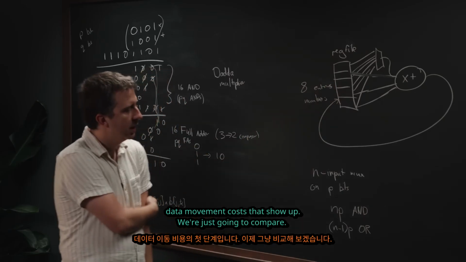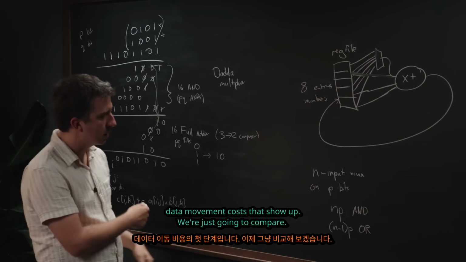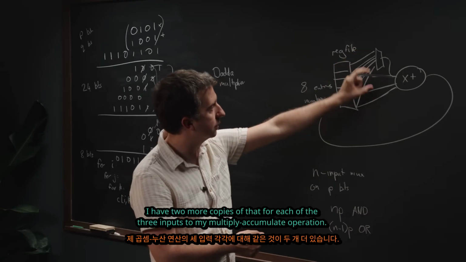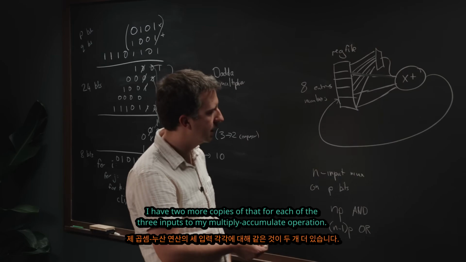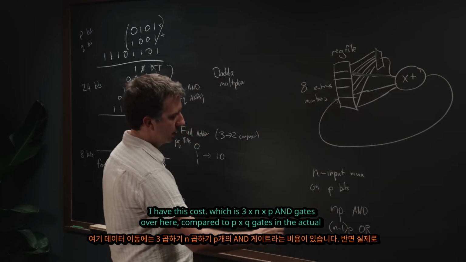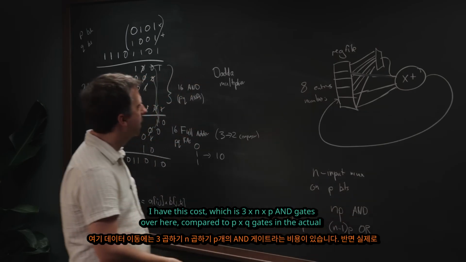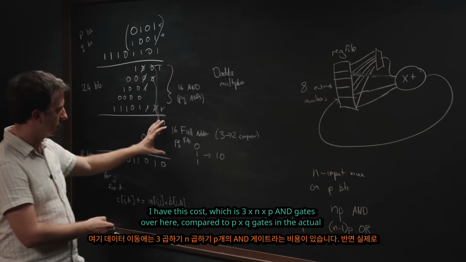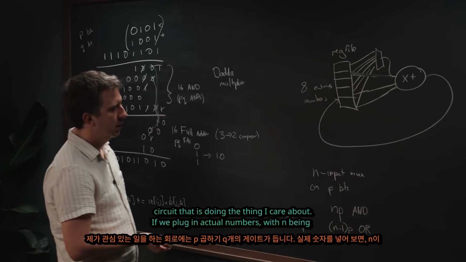So I have to pay this cost, and I've got 1 mux here, and then in fact I have 2 more copies of that for each of the 3 inputs to my multiply accumulate operation. And so I have this cost, which is 3 times n times p AND gates over here, compared to this p times q gates in the actual circuit that is doing the thing I care about.